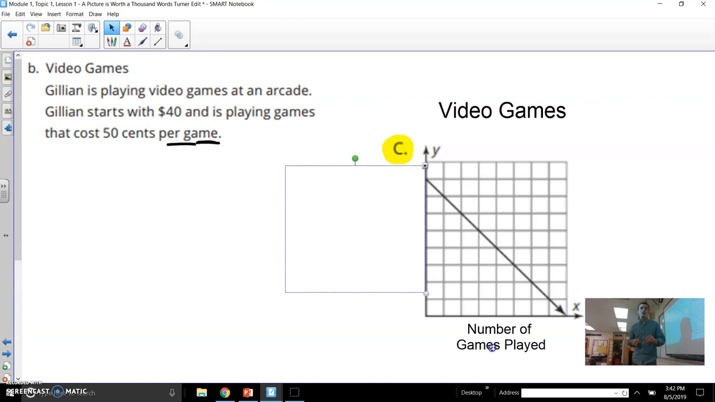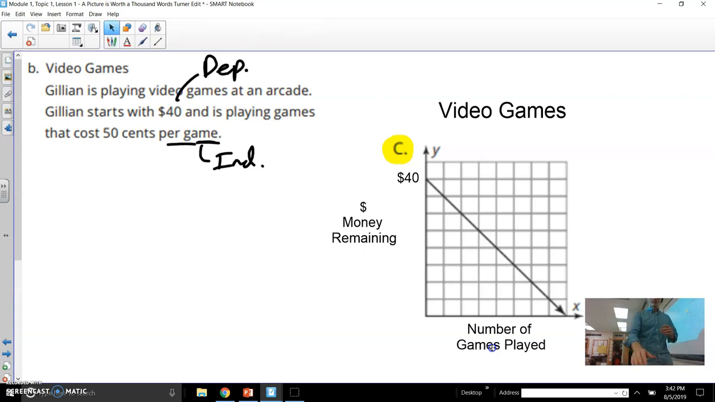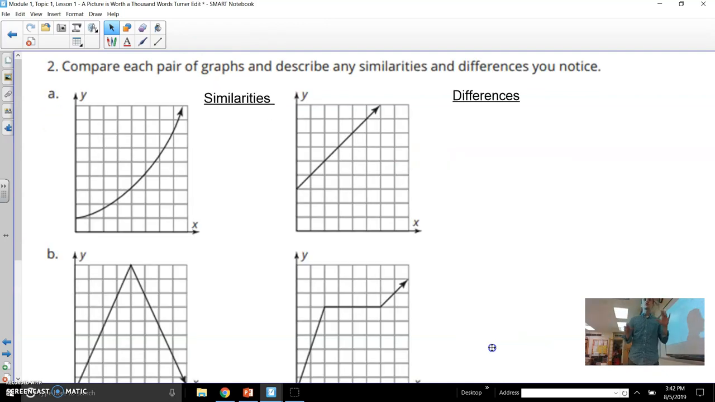And if I think about the other one, the dependent variable, well, the number of games I play really determines how much money I have left over. And so that can be our axis. So independent, dependent, number of games, independent, money left over, dependent. Okay? So I want you to try those other 4 on your own and look through each of those graphs and figure out which one goes with which scenario and then label those graphs appropriately.